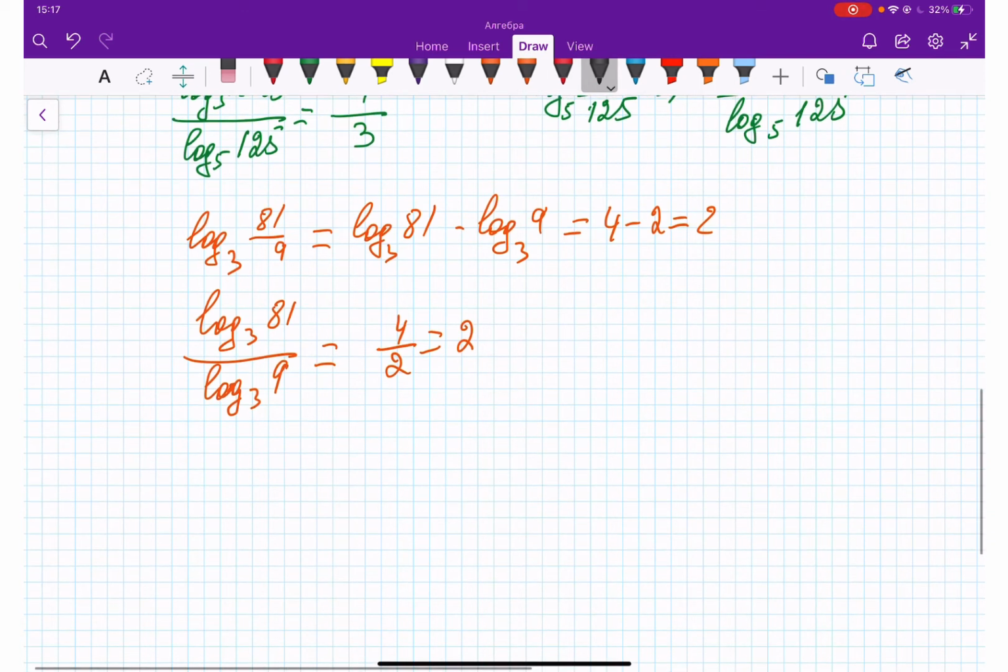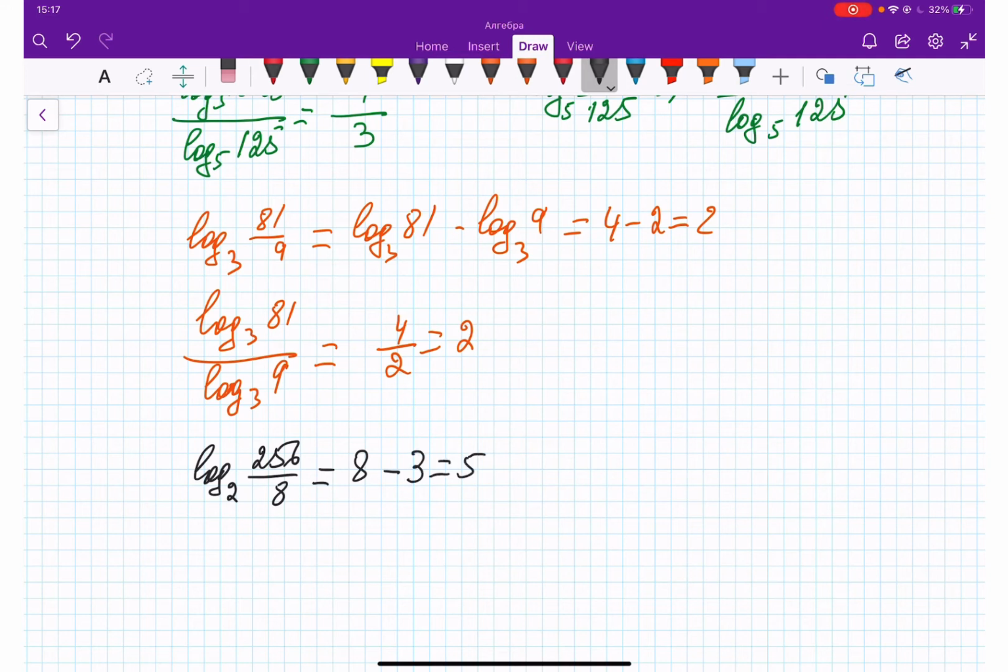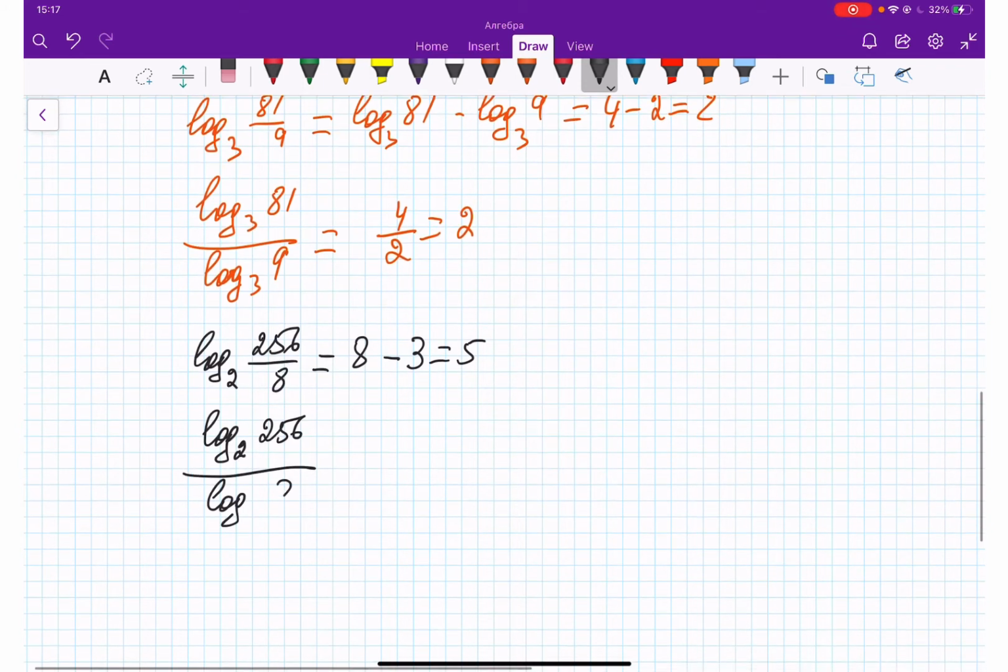Let me take another one. Let's say log by base 2 of 256 over 8. That is going to be equal to log of 256, which is 8, minus log 8 by base 2, which is 3. We are getting 5. Now if we do the other way, log 256 by base 2 divided by log 8 by base 2, it's going to be equal to 8 over 3.